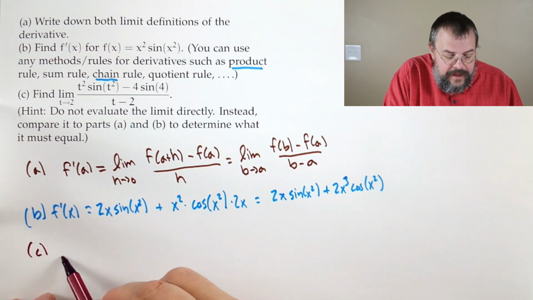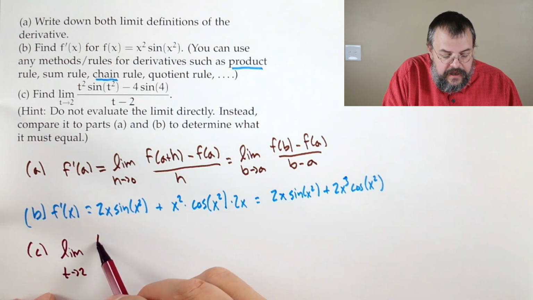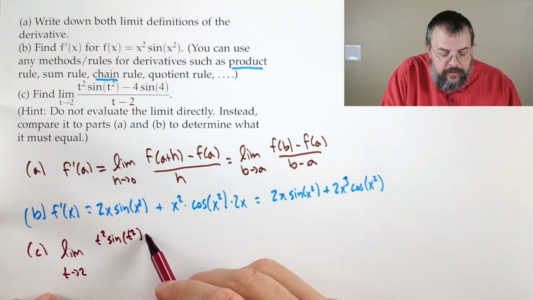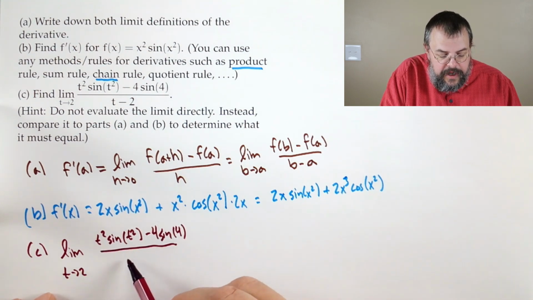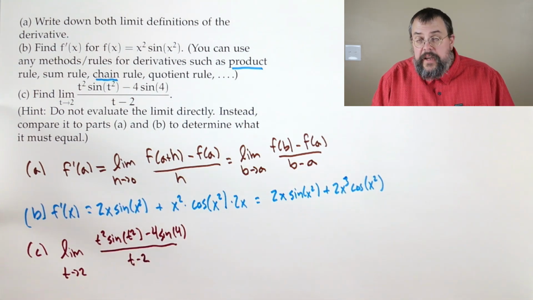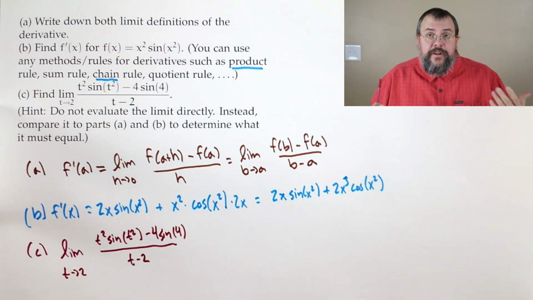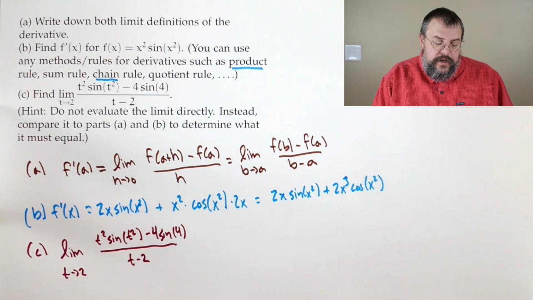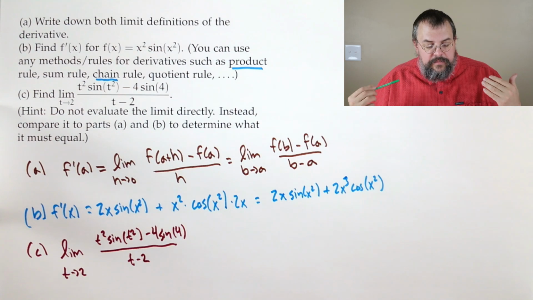So we have our limit as t approaches 2 of t squared sine of t squared minus 4 sine of 4, all that divided by t minus 2. Like I said, if I just saw this limit in the wild, I may not immediately think this has anything to do with derivatives or, in particular, the derivative of x squared sine of x squared. So let's see if we can piece together what's happening.